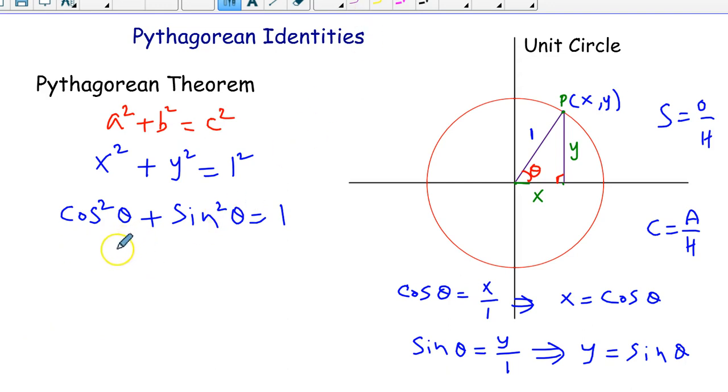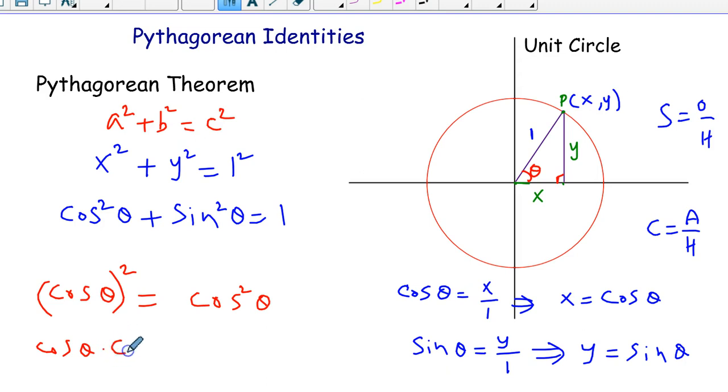So here please remember that this cosine theta square, when I say x square, we'll assume that it is cosine square theta, is the same as cosine square theta. That is cosine theta multiplied with cosine theta again will give us cosine square theta.